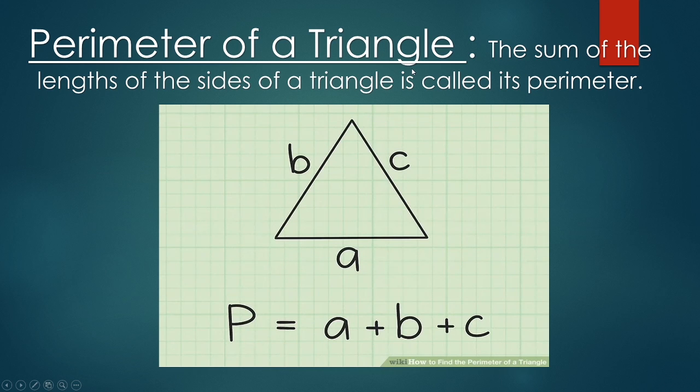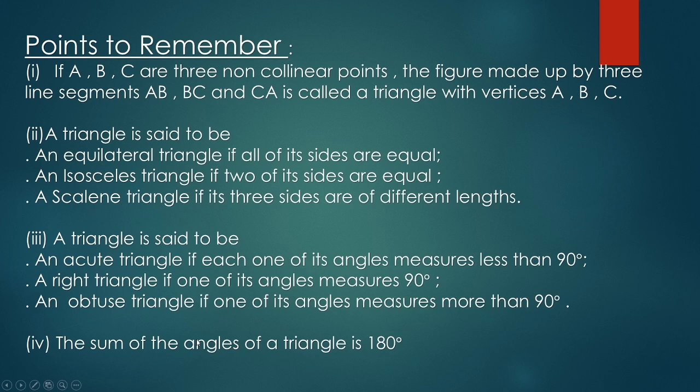Perimeter of a triangle. Till now, we have discussed the sum of the angles of a triangle. Now, we are discussing the sum of the lengths of the sides of a triangle. If we add all the three sides of a triangle, that is called perimeter. The sum of the lengths of the sides of a triangle is called the perimeter. Here, if you add these three sides, a plus b plus c, gives you the perimeter of the triangle.